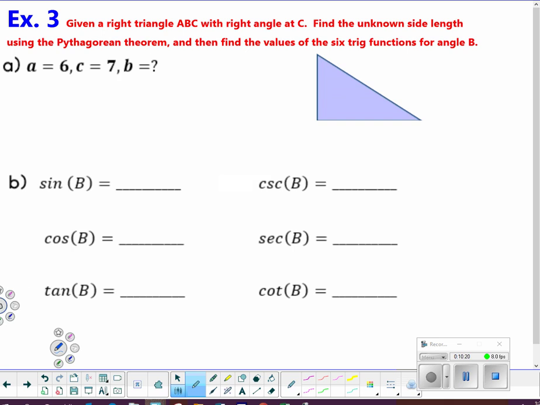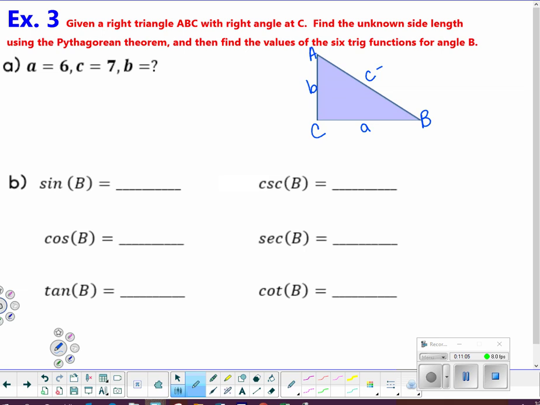All right, example 3, given a right triangle ABC with right angle at C, find the unknown side length using the Pythagorean theorem, and then find the values of the 6 trig functions. All right, so we're given just a plain old triangle here, no vertices listed. I'm going to go A, B, and C. Placing the little letter, so those are my vertices, those are my angles. Little a goes opposite big angle A. Little c goes opposite big C. Little b is the side opposite angle B. So that is a must that you get those in the proper spot.